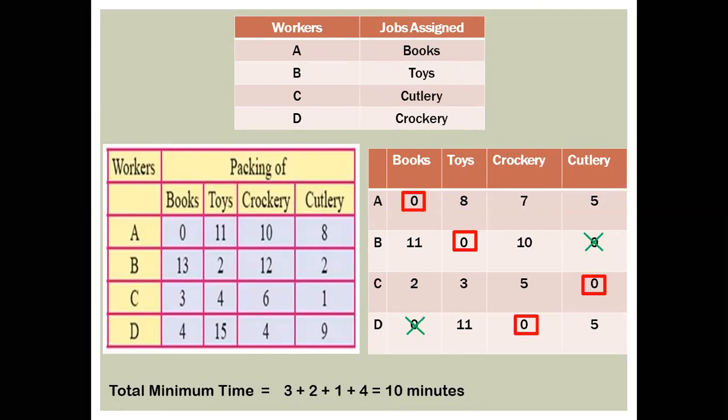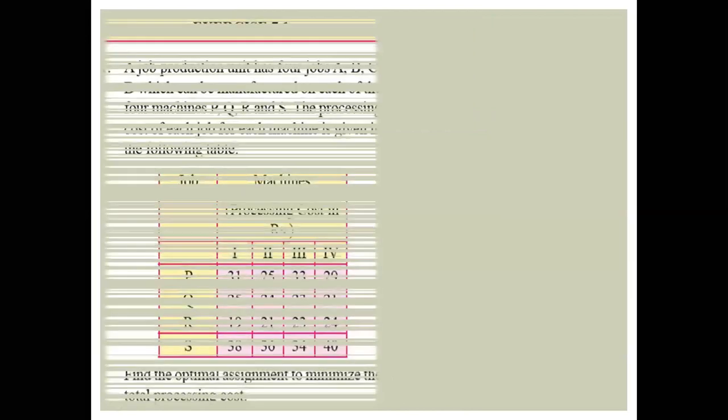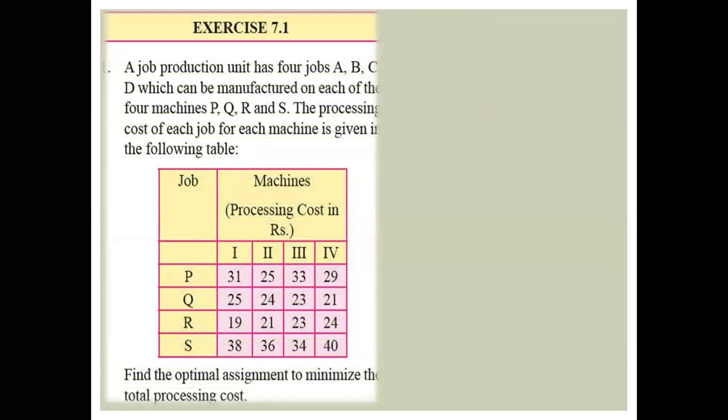So I hope class the first sum is clear to you all. If not, no worries, we are moving on to the second sum, so pay attention. This is a sum from your exercise 7.1. A job production unit has 4 jobs A, B, C, D, which are manufactured on 4 machines P, Q, R, and S. The processing cost of each job for each machine is given in the following table.